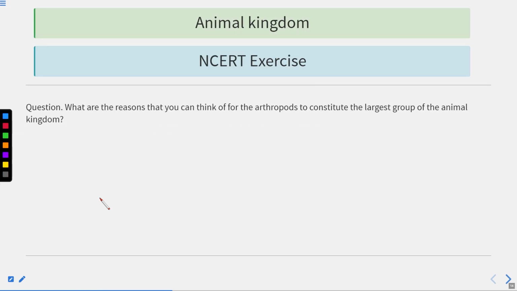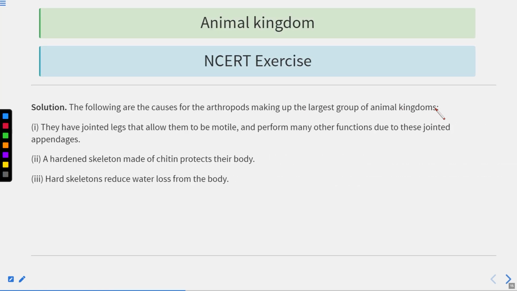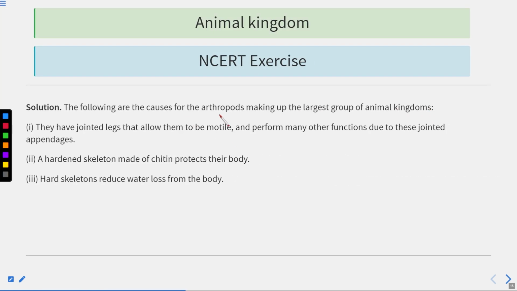Moving to our next question, what are the reasons that you can think of for the arthropods to constitute the largest group of animal kingdom? Hmm? Why can we think that the arthropods constitute the largest group of animal kingdom? So let us see the answer to this question. The following are the causes for the arthropods making up the largest group of animal kingdom. Okay, so these are some of the characteristics that show that the arthropods are the largest group of animals.